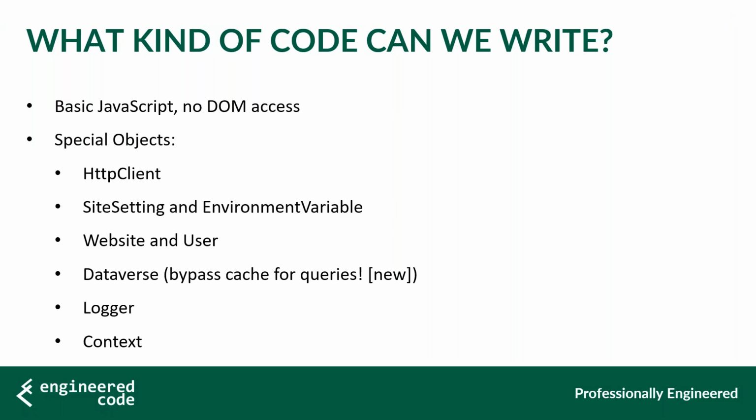Now, in addition to conditional JavaScript logic, if statements and case statements and loops and the standard JavaScript objects, there are some special objects that are specific to this Power Pages server logic. So there is an HTTP client object. This is probably the most important one if you're trying to call external services, and we'll talk about some of the use cases here in a second.